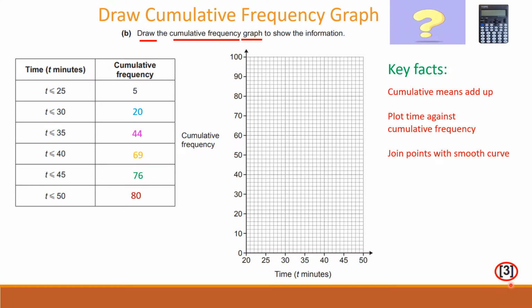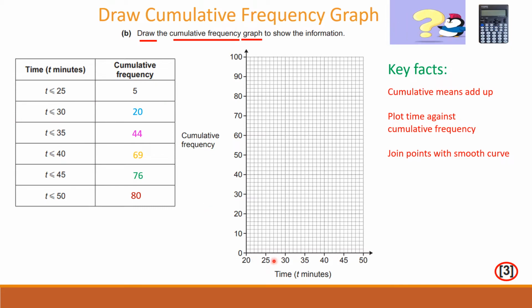Press pause, have a go at drawing out the table and the cumulative frequency graph, and then press play when you're ready to hear the answer. Well done, guys. Hopefully you've managed to plot the points and draw a nice smooth curve. So to start with, I have got 5 and 25. So my time is 25 and I've got 5 for the cumulative frequency.